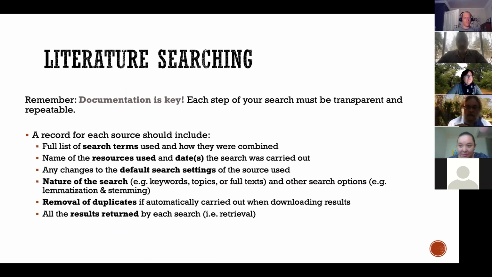and redo your search if they wanted to. If you've changed default search settings in that database, so a lot of people go in and change some default settings in Google Scholar, for example, you just need to state whether or not you did that. Whether you're searching keywords, topics, titles, abstracts, you need to be clear about that. How and when you remove duplicates, and a list of the number of, and retain records of, all the results that were returned by searches.